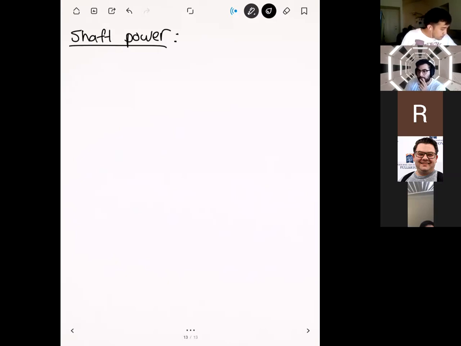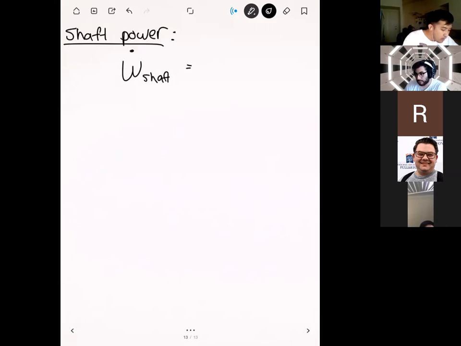Okay. And so this is going to be applied to situations where we have pumps. In order to make a pump rotate, we have to apply some kind of power to it. And this is the power that we do. Okay. And so in order to compute shaft power, we do the following. Our expression for power is going to be W with a dot over it.